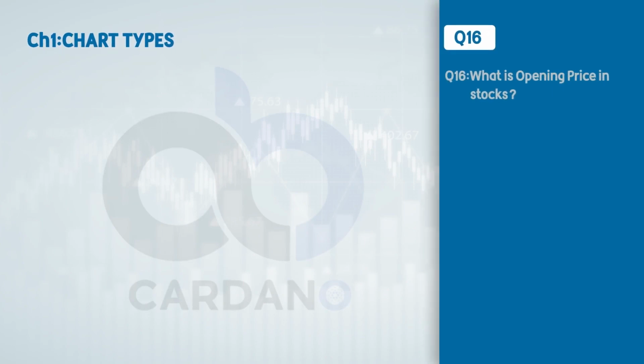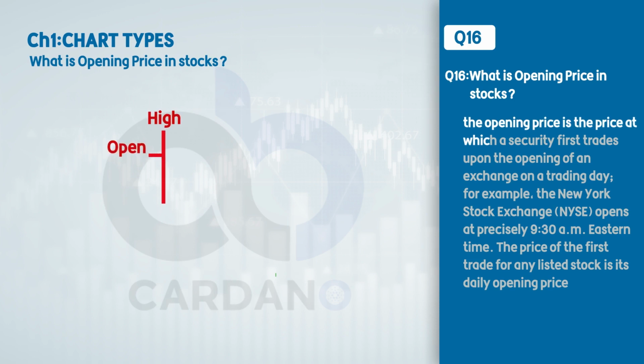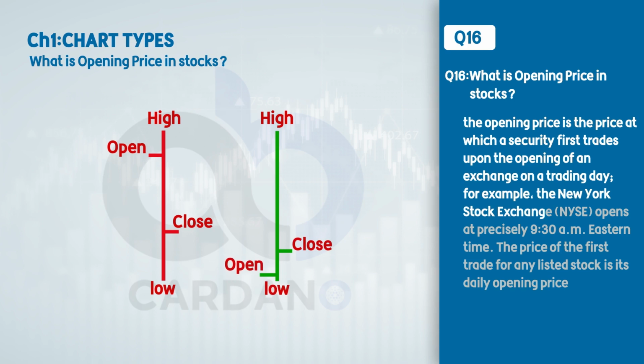Now let's go to important definitions. Question number 16. What is opening price in stocks? The answer is, the opening price is the price at which a security first trades upon the opening of an exchange on a trading day. For example, the New York Stock Exchange, NYSE, opens at precisely 9:30 a.m. Eastern Time. The price of the first trade for any listed stock is its daily opening price.